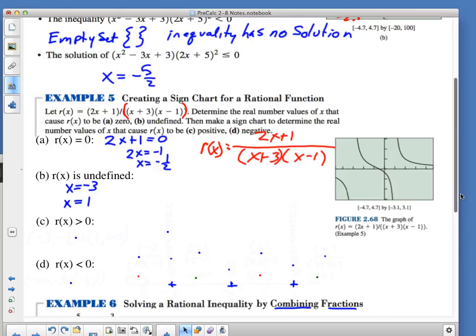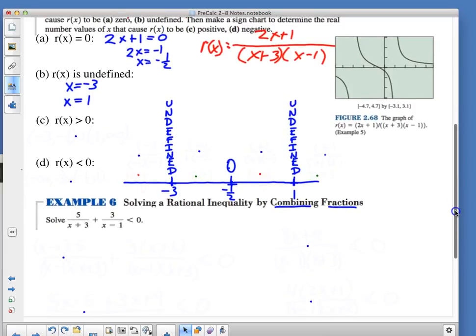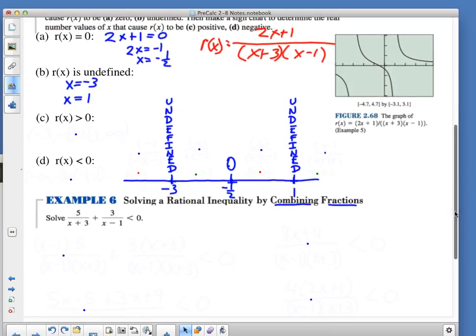So what's that look like in my sign chart? When I'm doing my sign chart, I've still got my critical values. I got negative 3, I got negative 1/2, and I got 1. At negative 1/2, I got a 0, but at negative 3 or positive 1, I've got that undefined area. Okay, my vertical asymptotes. I'll bring those up so you guys can see that sign chart. Okay, so I'm looking at those vertical asymptotes. Okay, now, how do I deal with a sign chart with this type of situation?